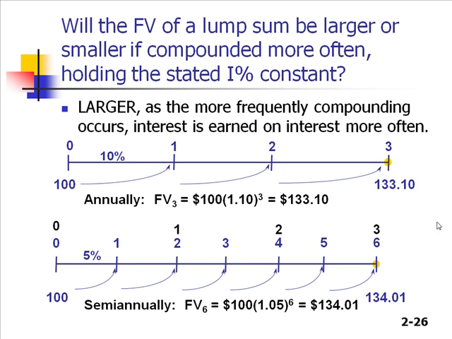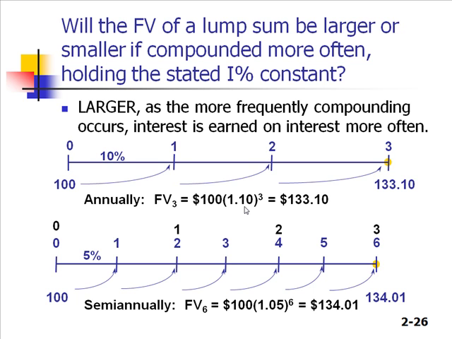The very first problem we worked in this chapter was this one. We took $100 and we grew it for 3 consecutive years at a 10% rate of interest. And we found out that the way we find that future value is by taking $100 times 1.10 to the third for $133.10. That type of problem should be second nature to you by now. That should be very easy.